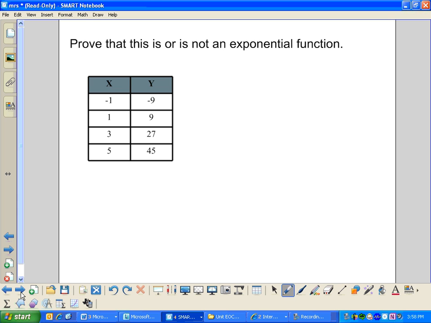Right now, I just want us to look at a table and figure out whether it's an exponential function or not. Okay? And if it's not, we'll figure out what kind of function it is. So let's look and see if this is an exponential function. Let's see, I know that it's got common changes in x.